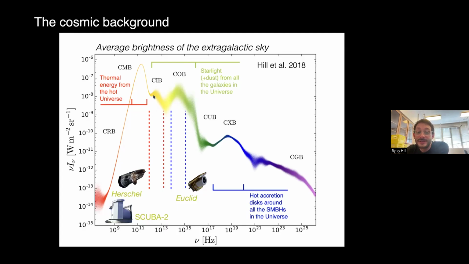But conversely, in the infrared and the far infrared, this is where the emission is coming from: all the dust in all the galaxies in the universe. And then you need other telescopes like Herschel and SCUBA-2 to observe the dust emission.